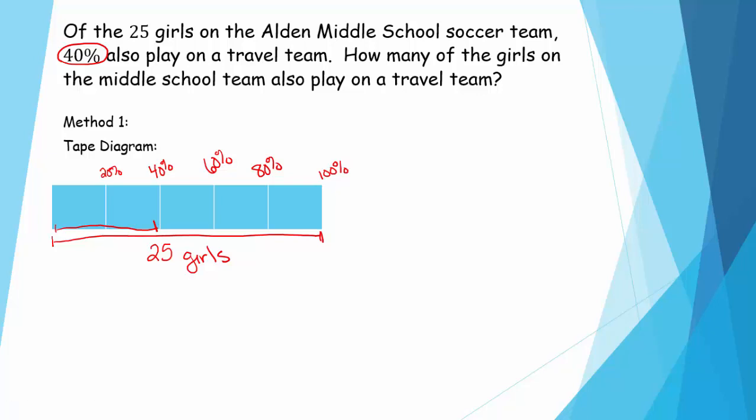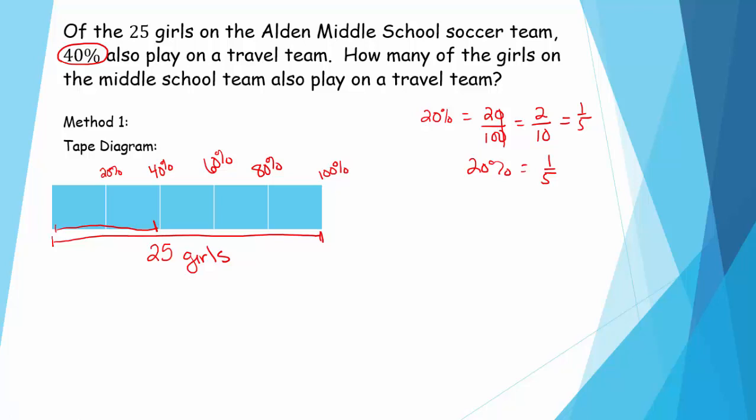So let's see, when we went by 20%, 20, 40, 60, 80, 100, that means we break our tape diagram into 5 parts. And that makes sense because 20% is the same as 20 over 100. That's 2 over 10. That's divide top and bottom by 2. That's 1/5. So 20% is exactly the same as 1/5. So we would have known 40% would have been 2/5.